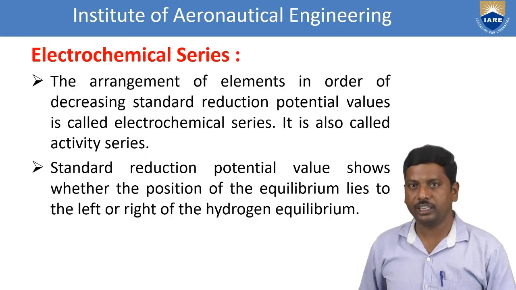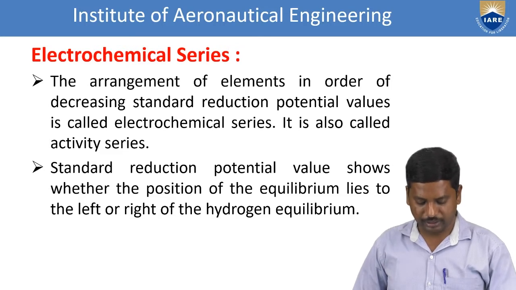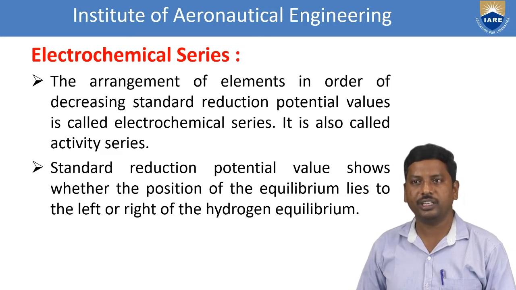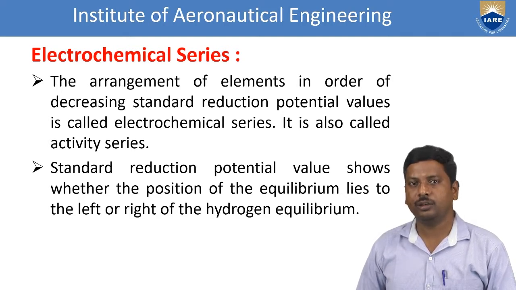First, what is the electrochemical series? The arrangement of the elements in the increasing order of their standard reduction potentials is called the electrochemical series, and it is also called the activity series. The electrochemical series is nothing but the rate of the reaction. The rate of the reaction depends upon the activity of the elements, and such activity depends upon the standard reduction potentials. That means the elements are arranged in increasing order of their standard reduction potentials.